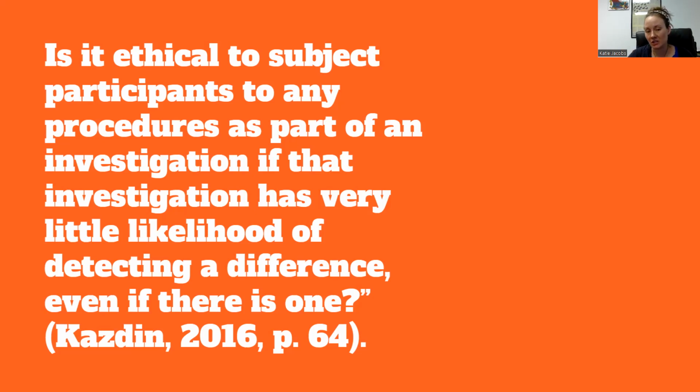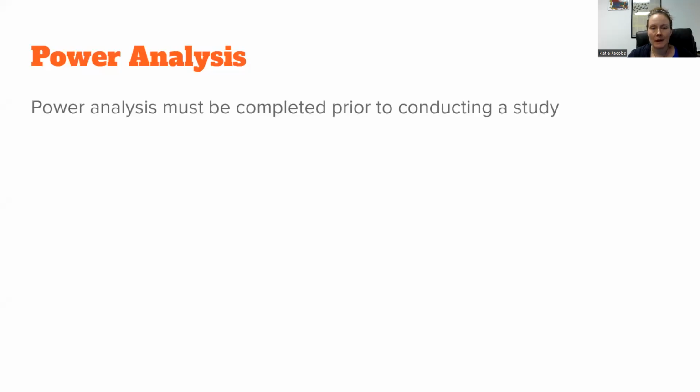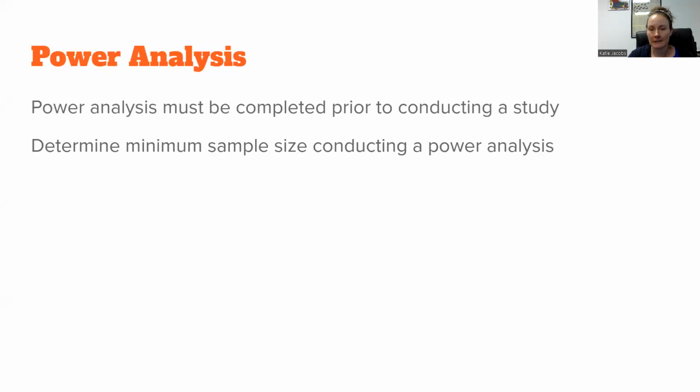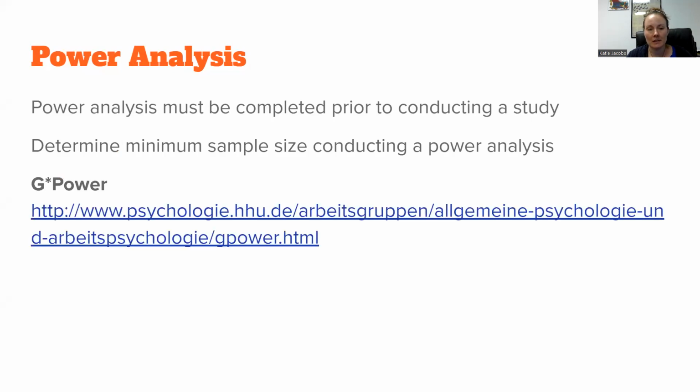Because if you don't have a sufficient sample size, then if the power is too low, even if you should reject your null hypothesis, you won't, because it wasn't powered enough. So power analysis is something that must be completed prior to conducting a study. There's a software called GPower, which I have the link for in this presentation, where you put in what statistical analysis you're using and what kind of effect you're looking for, and it pops out a minimum sample size that you need to have.